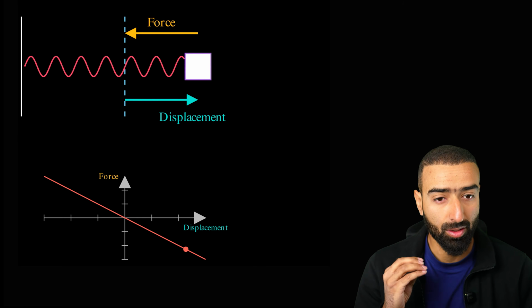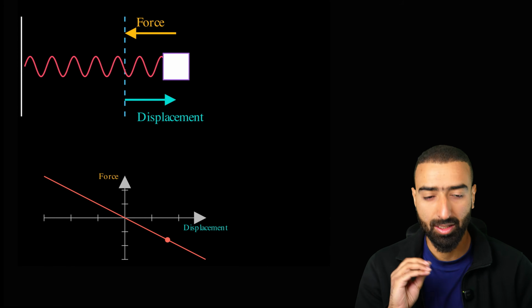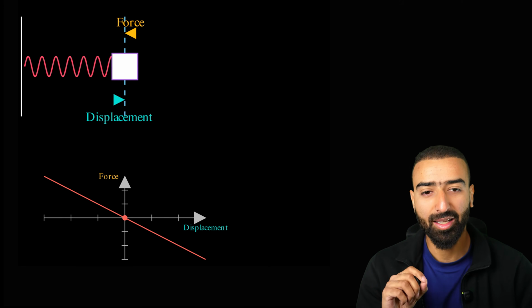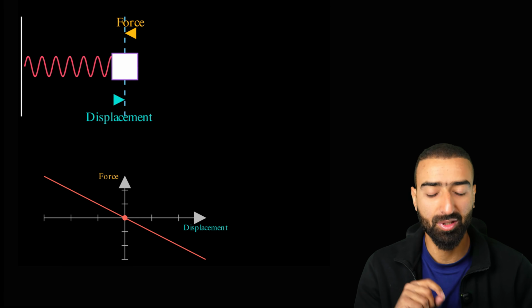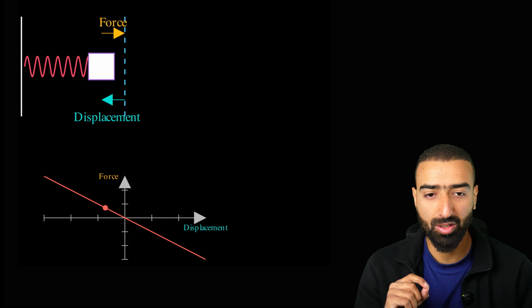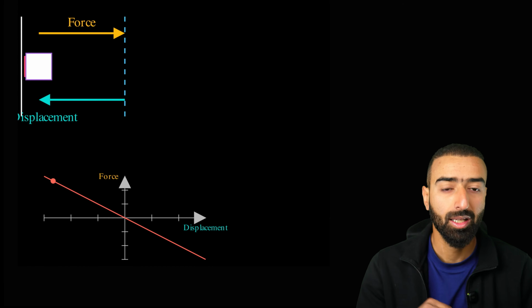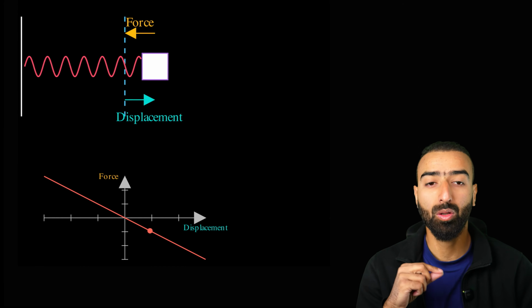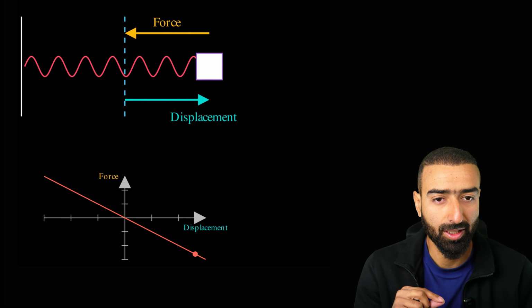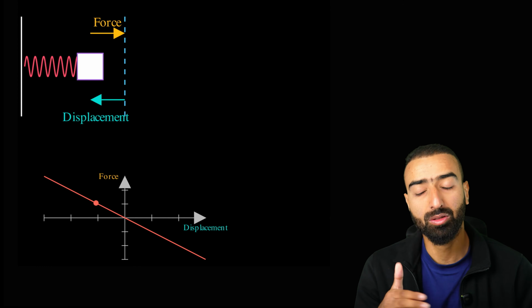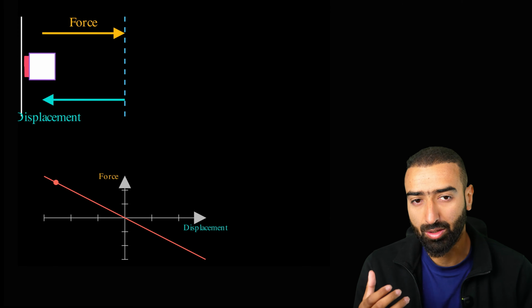Notice that at the origin, the net force is zero. That's why it's called the equilibrium position. Equilibrium position in simple harmonic motion is a position where there is no force on the object. Equilibrium position is also known as the origin.